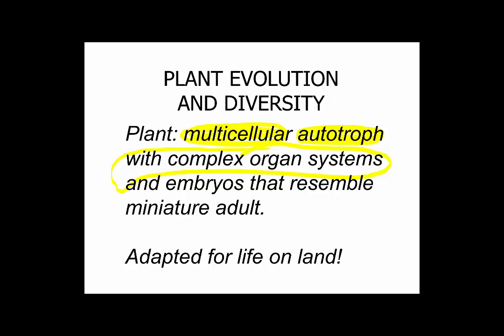But plants have embryos that resemble a miniature adult. I mention that because animal embryos are kind of peculiar. They're like a hollow ball of cells, and they don't look anything like the starfish or the human or whatever they develop into. Plant embryos, you can actually see the parts of a plant. You can see the roots, the shoots, and the leaves.